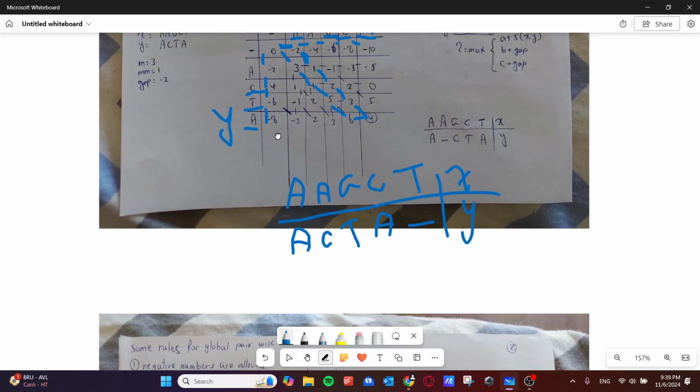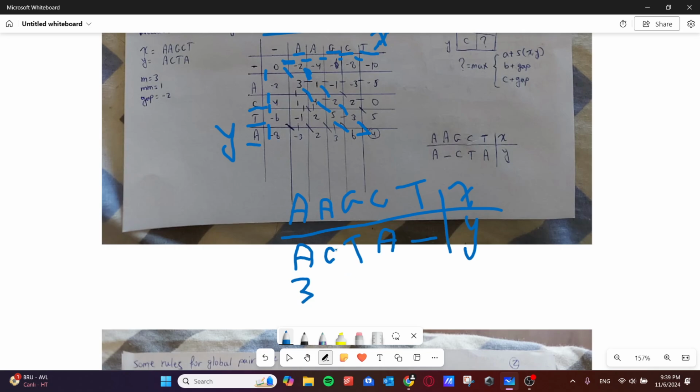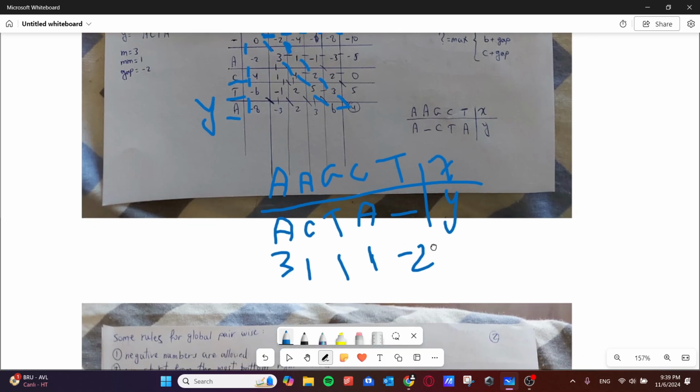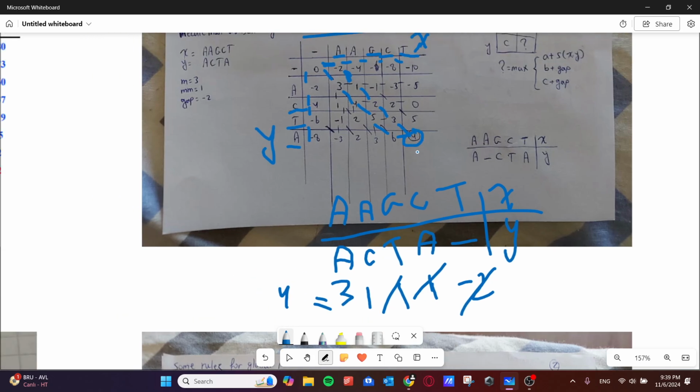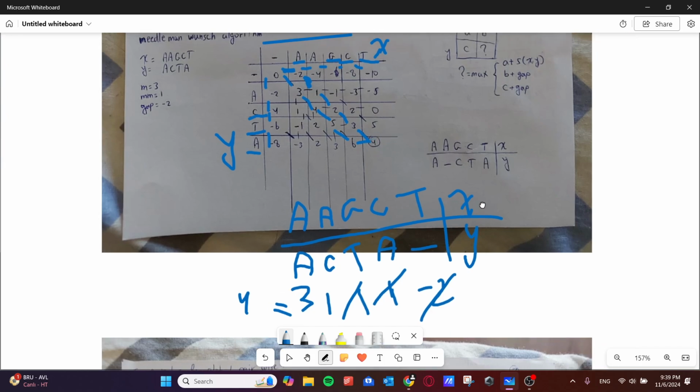So the match score is 3. The mismatch is -1. C with A is a mismatch, and T with gap is -2 here. The gap score is -2. So we will get 4, right? 4 is equal to 4, the number we got in the most bottom right, then it's true.